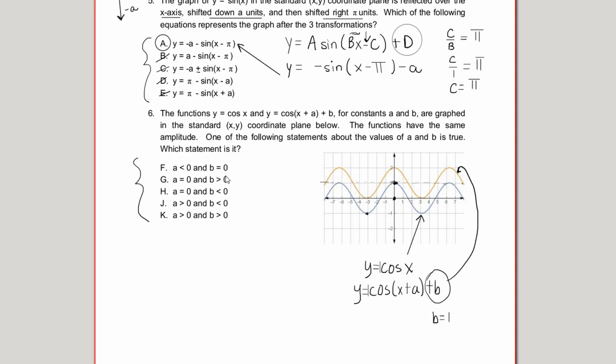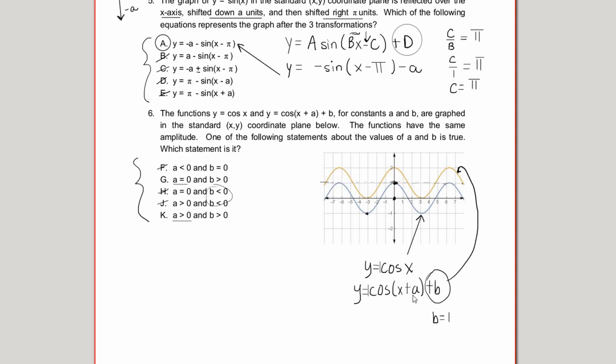And from the cases that we have, is it equal to 0? It's not equal to 0. So we're going to eliminate F based on this B value. We know B is equal to 1, so it's going to be greater than 0. So we can eliminate H and J because they say B is a negative number, but we're shifting up. Now, the distinguishing factor between G and K is: is A equal to 0, or is A greater than 0? Is it a positive number?